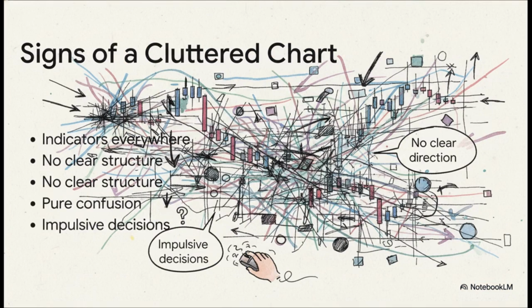I mean, does this sound familiar? You've got 3 different moving averages, an RSI, a MACD, all of them screaming different signals at you. There's no sense of the market structure, no obvious direction, it's just noise. And this causes you to freeze up, right? Until you panic and jump into a trade with zero hesitation, usually at the exact worst moment.